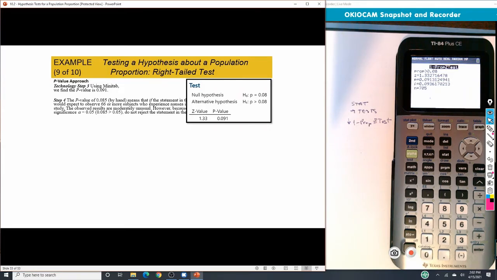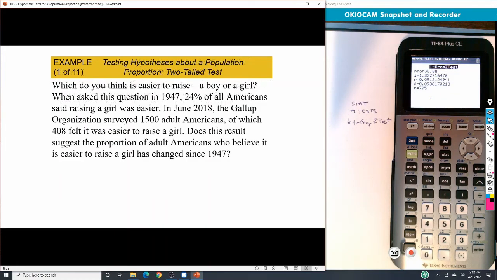All right, now 0.085 or 0.09, both are greater than 0.05. And so in that case, we do not reject the null hypothesis. Okay. All right, now what about the other styles?